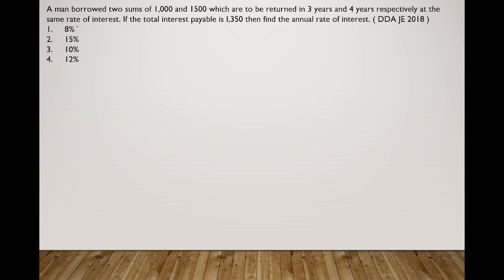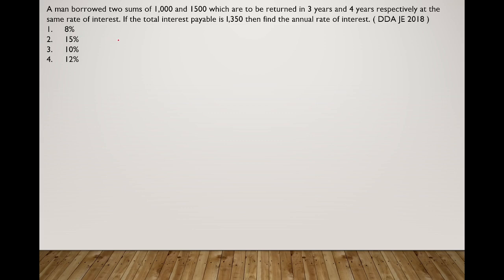Our first question: a man borrows two sums of 1,000 and 1,500, which are to be returned in 3 years and 4 years respectively at the same rate of interest. If the total interest payable is 1,350, then find the annual rate of interest. So as the question says, we solve it.